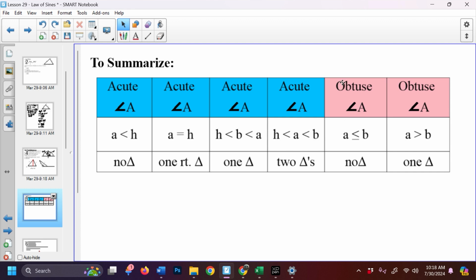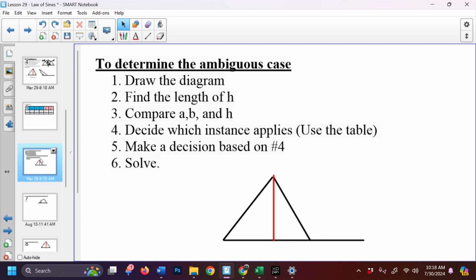If A is obtuse and A is smaller than B, then you have no triangle, and I showed that. And if A is obtuse and A is bigger than B, then you have 1 triangle. I'm not going to say that you have to memorize this, but you do have to know what situation is which. So to determine an ambiguous case, draw your diagram and then find the length of H. Compare A, B, and H, and then decide which instance applies based on that table, and then make a decision based on that, and then you're going to solve.